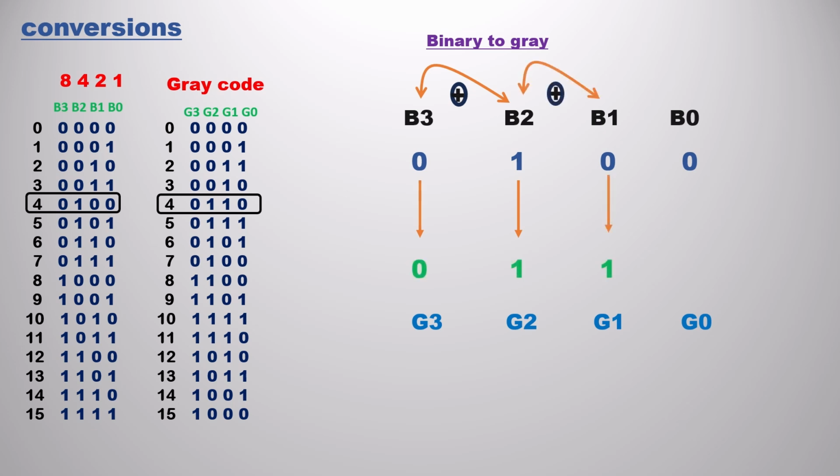The next bit can be obtained by the XOR operation of B2 and B1. Both are different bits, so we are going to get 1.